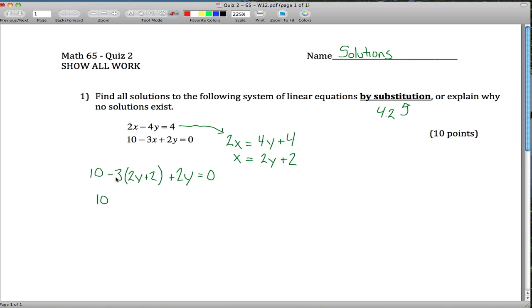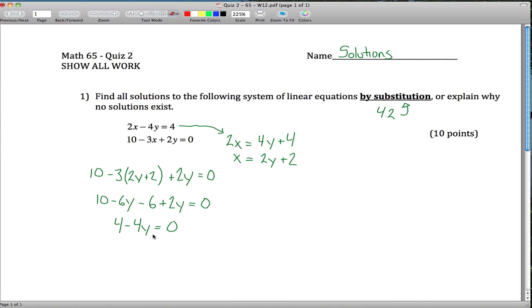If we take this negative 3 and distribute it through, make sure you distribute the negative 3, not just a 3. Negative 3 times 2y is negative 6y. Negative 3 times positive 2 is negative 6. Then you've got the plus 2y equals 0. Now if we combine like terms, 10 and negative 6 is positive 4. Negative 6y and positive 2y is negative 4y.